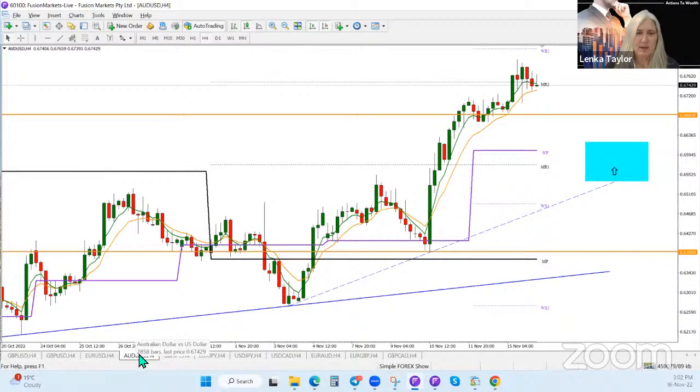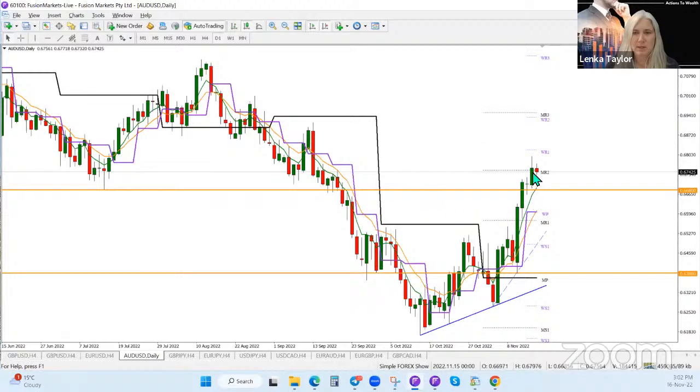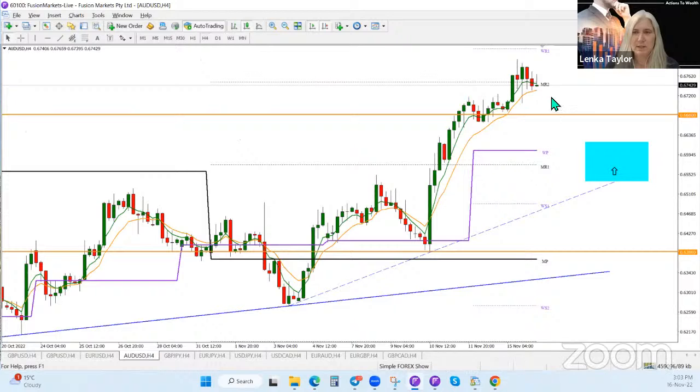Next currency pair I'm looking at is AUD USD, and AUD USD also currently heading up, now above that previous level of resistance and previous level of support. So still looking for long opportunities here, but looking for pullback first.